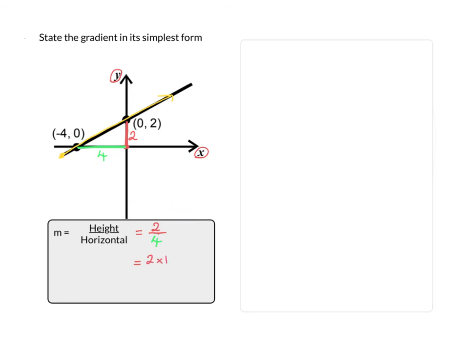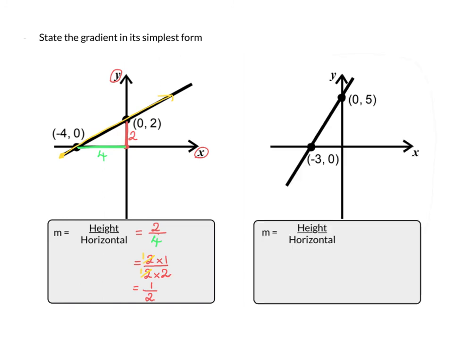2 times 1. 2 goes into 2 and 2 goes into 4. Divide it by 2, you get 1. Divide it by 2 and you get 1 there. So for the top, 1 times 1. For the bottom, 1 times 2. And we've got our gradient of 1/2 there.